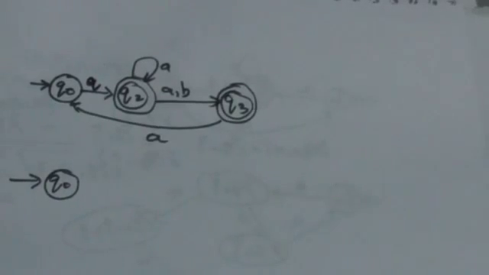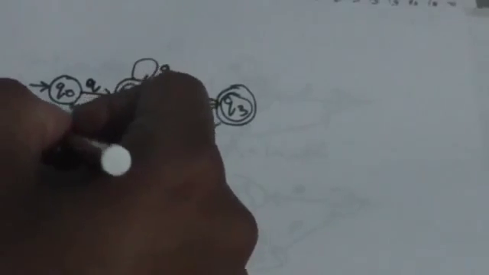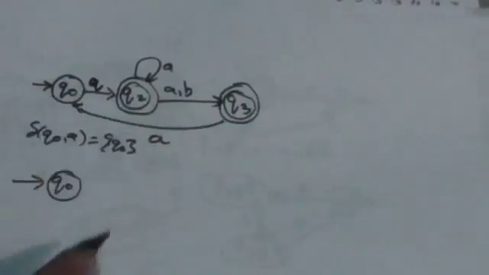Now find its transition for all possible input symbols. Here we have only two input symbols, A and B. First of all, find its transition for A. When we apply A, it will jump to state Q2, so add this transition to the DFA.